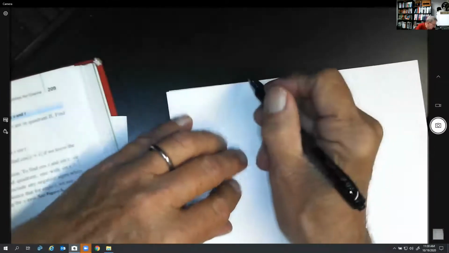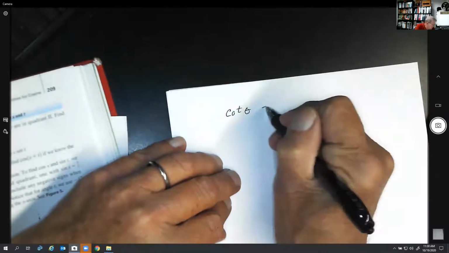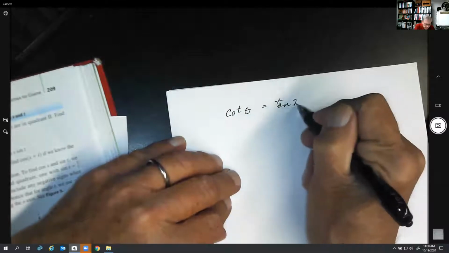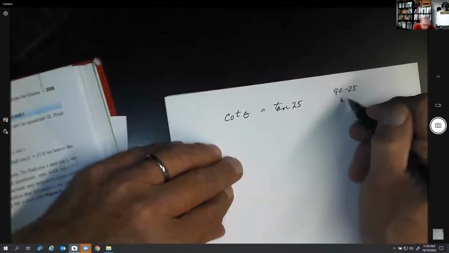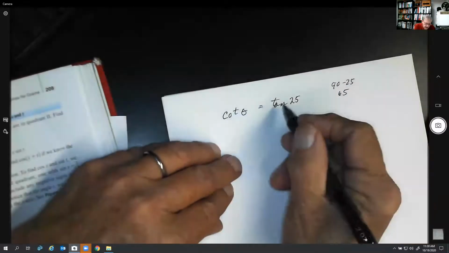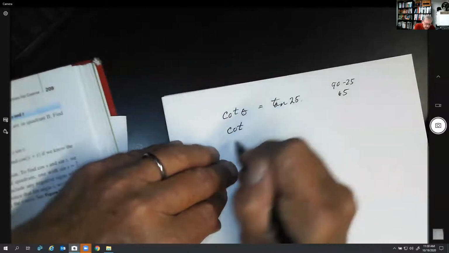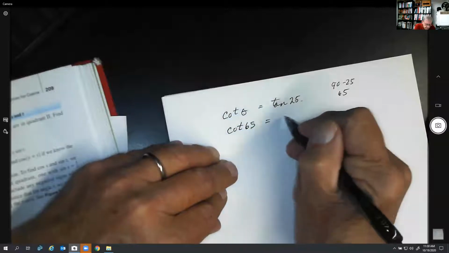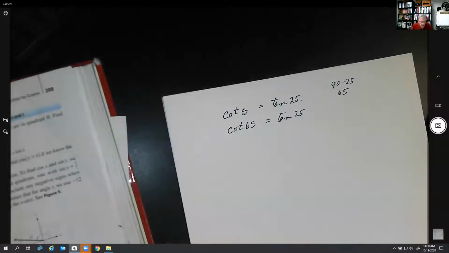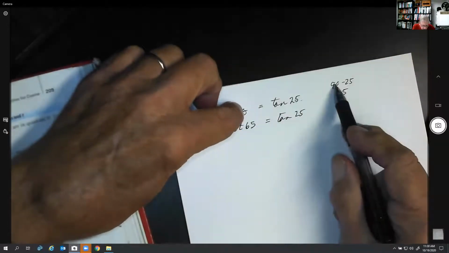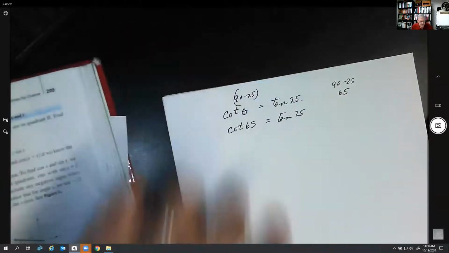Let's try example one here. This is on page 208. They have the cotangent of theta equals the tangent of 25. Well, 90 minus 25 is what? 65. So I can tell that these two numbers are going to add up to 90. This would have to be the cotangent of 65. You can make it all fancy, but that's all they're really doing. They're saying this is the cotangent of 90 minus 25, which is 65.